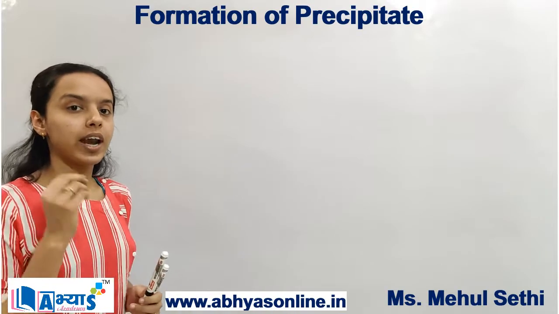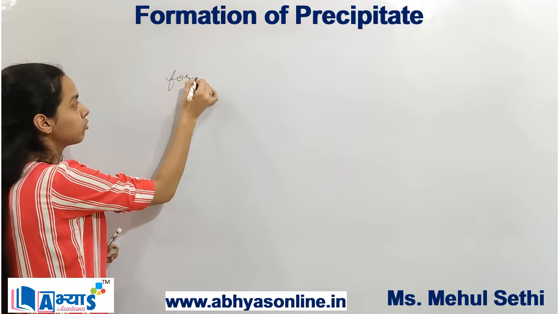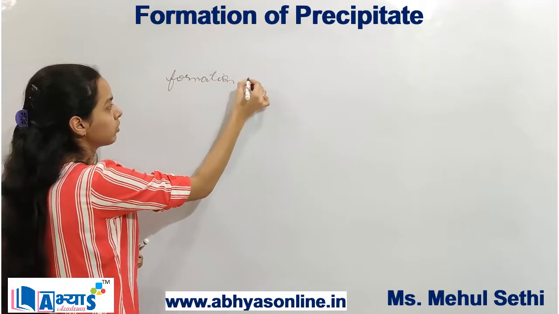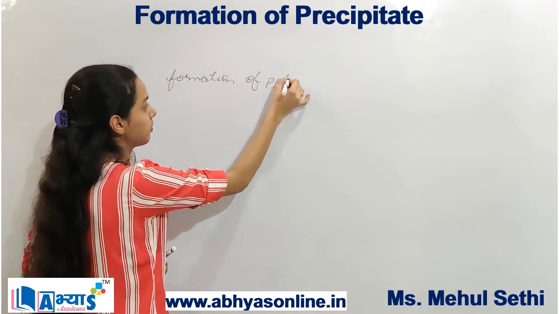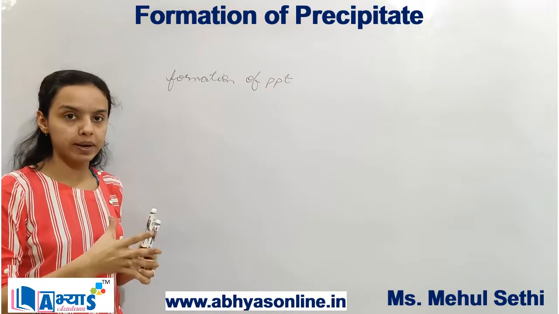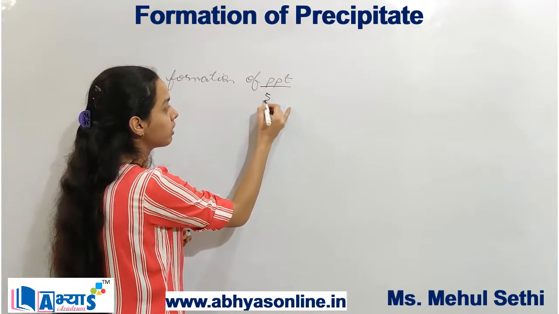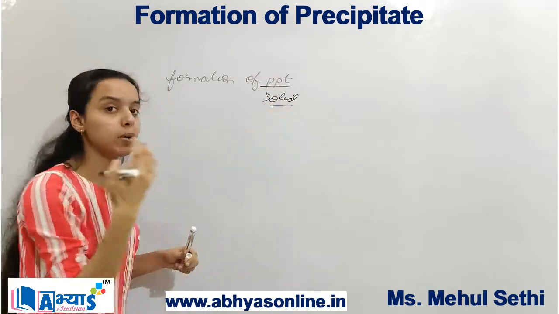Concept that is based on the characteristics of a chemical reaction, and that concept is the formation of precipitate. Basically, a precipitate is an insoluble substance that is prepared during a chemical reaction, and as it is a solid, we can say that that solid is actually a precipitate.